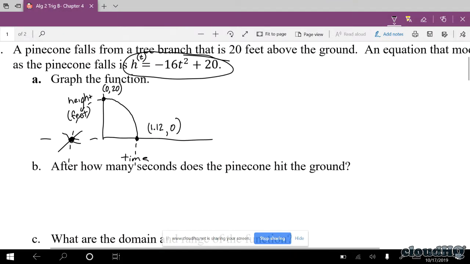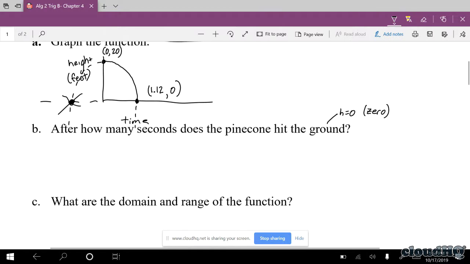Question B says, after how many seconds does the pine cone hit the ground? Well, that's when it hits the ground, that's when the height is 0. So we're looking for a 0 or an x-intercept. And so we see that was 1.12 seconds.